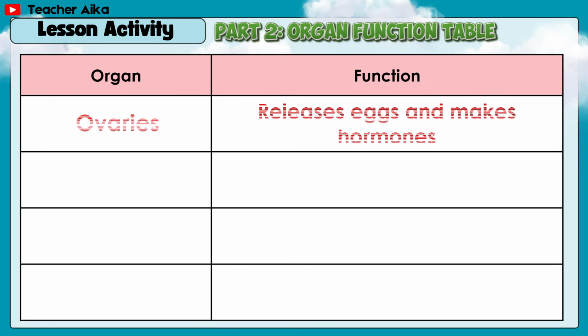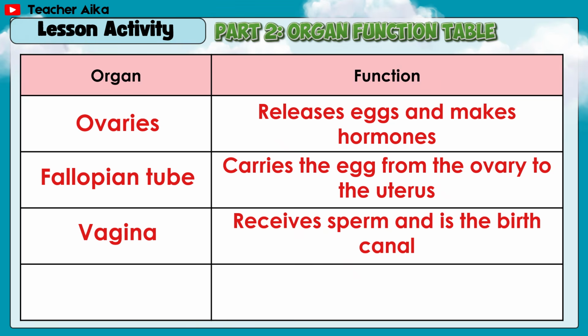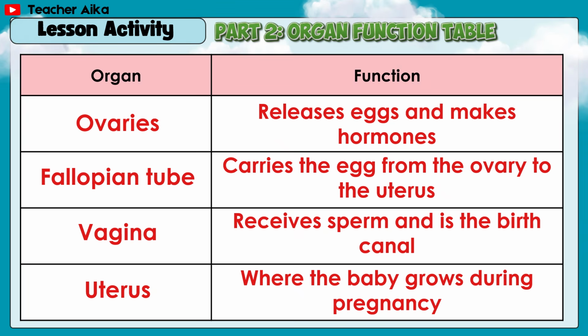Let's try to answer. First, ovaries. Releases eggs and makes hormones. Second, fallopian tube. Carries the egg from the ovary to the uterus. Third, vagina. Receives sperm and is the birth canal. Uterus, where the baby grows during pregnancy.